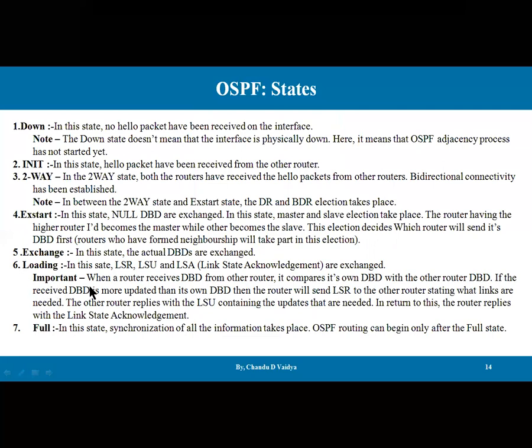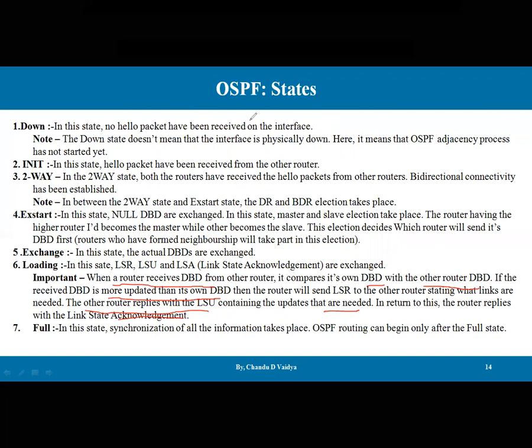And very important, guys, here, if you go with this particular term: when the router receives the DBD from the other routers, it compares its own DBD with the other router's DBD. If the received DBD is more updated than its own, then the router will send a request to the other router stating that the links are needed. The other router replies with the LSU containing the updates that are needed. In return, the router replies with the acknowledgement message.